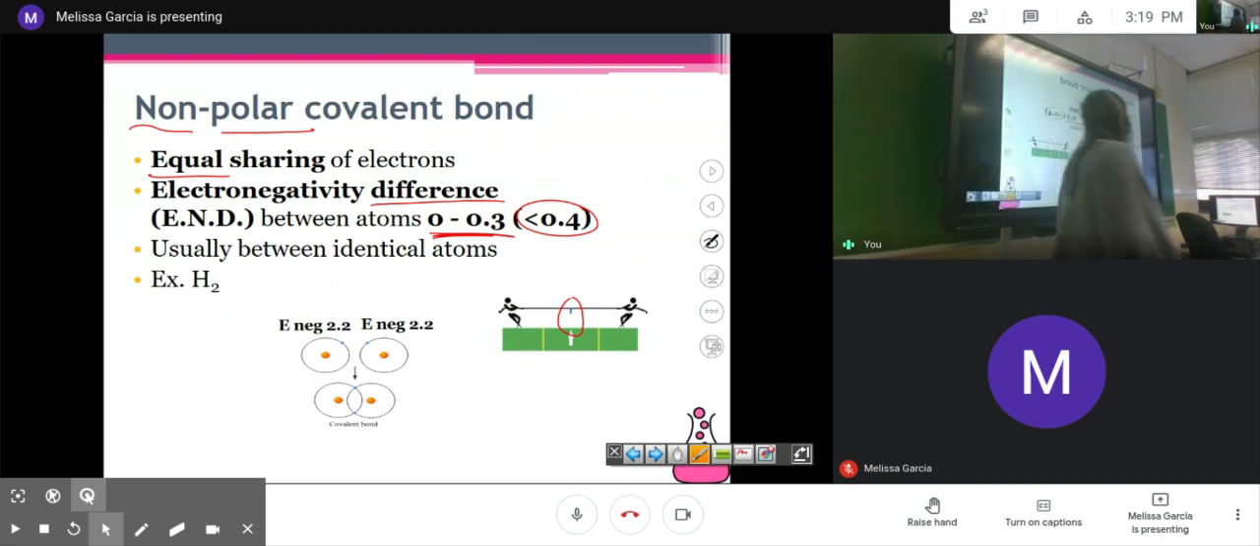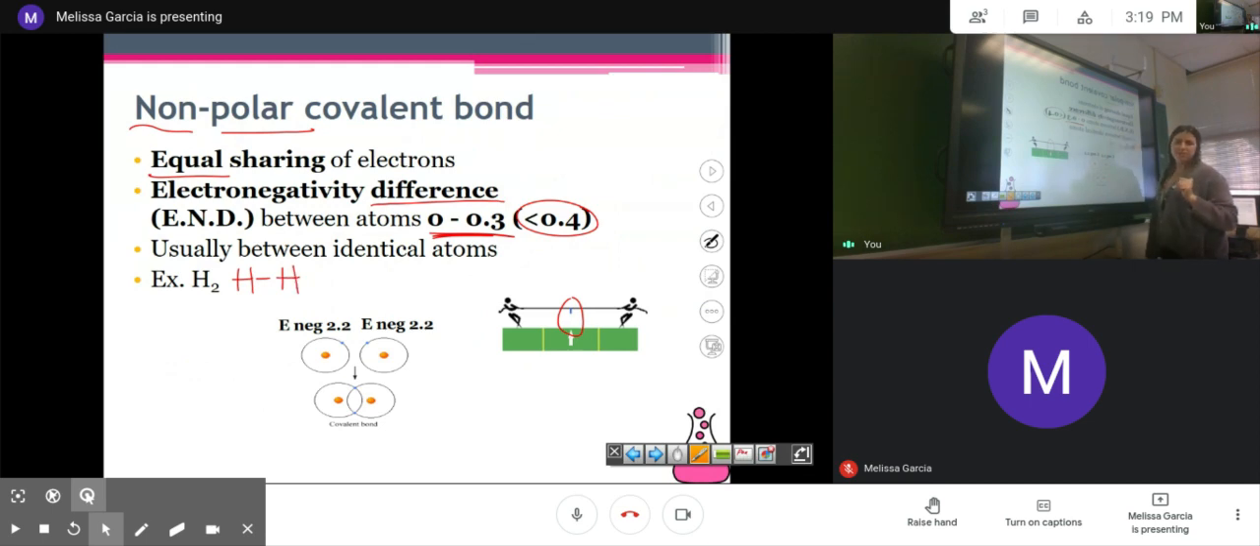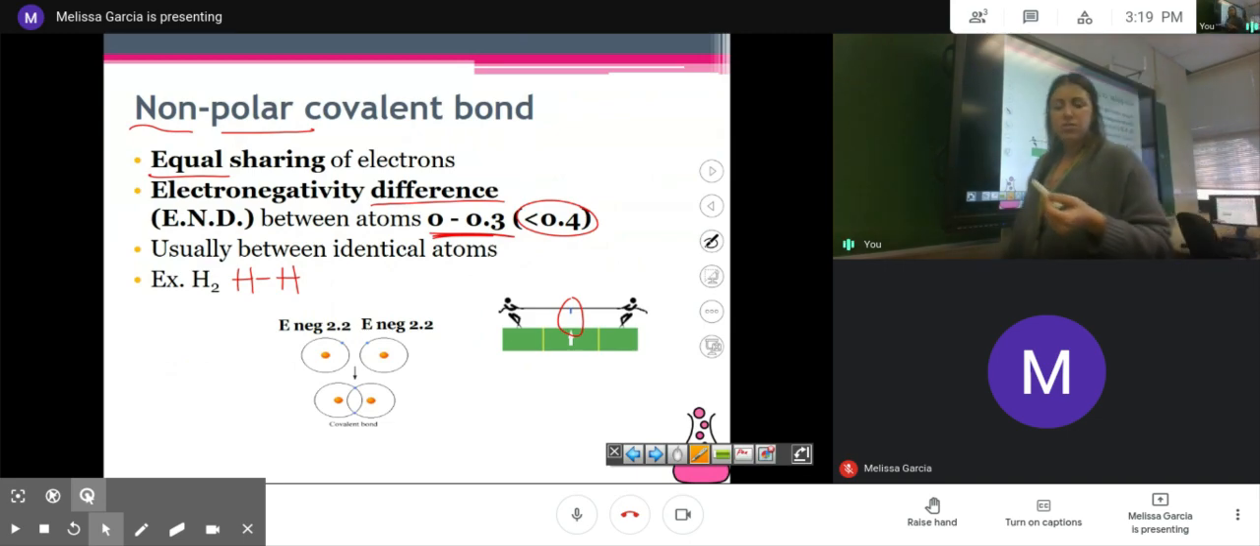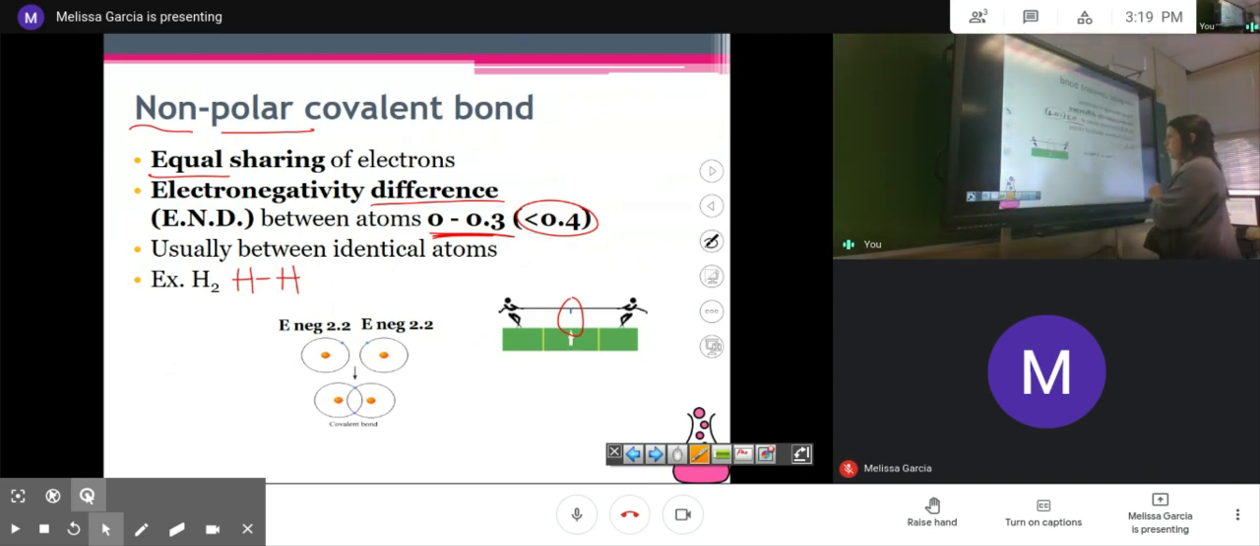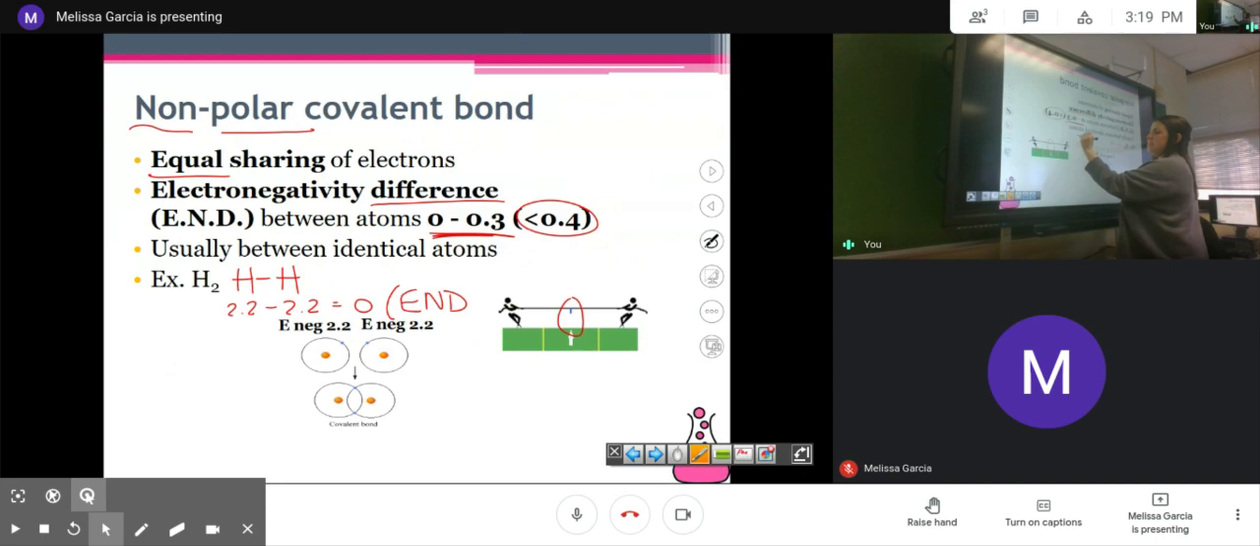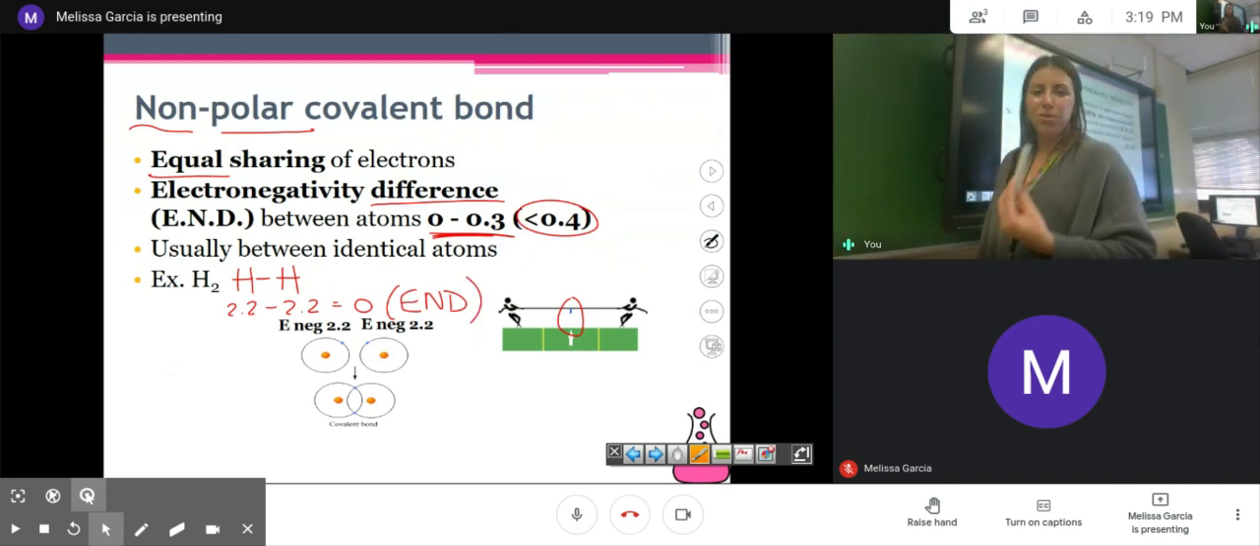and we have this complete equal sharing of electrons. So for example, if I'm looking at H2, H2 is two hydrogens bonded to each other, just like this. So I'm looking at a hydrogen sharing electrons with another hydrogen. When I look up the electronegativity of hydrogen, it's 2.2. And both of these atoms have an electronegativity of 2.2. So to find the difference, it's 2.2 minus 2.2, which is an electronegativity difference, or an END, that's what I call it, an electronegativity difference of 0. And that tells me that this is a non-polar covalent bond.